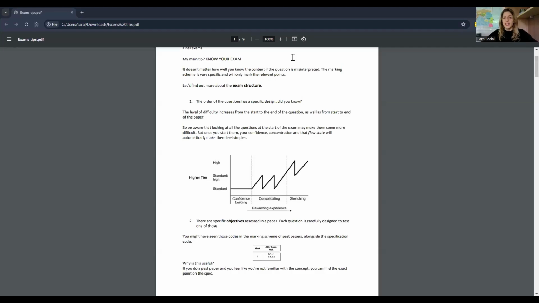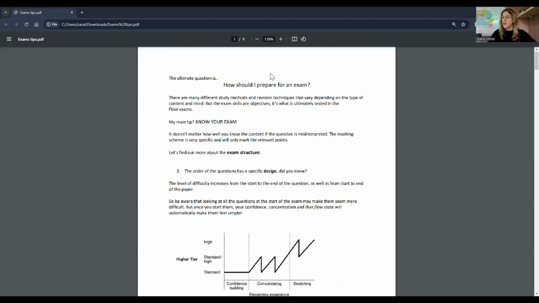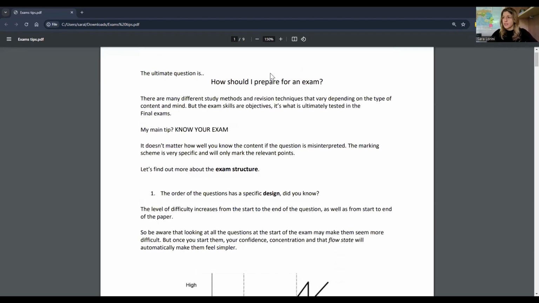In this first part, we're going to look at some very basic exam tips, okay? So it's very important, and I'm going to go through this document, which you have in your classroom so you can slowly walk through, but I'm just going to talk through some very key points from this. So it's very important that you know your exam and the exam structure, okay?